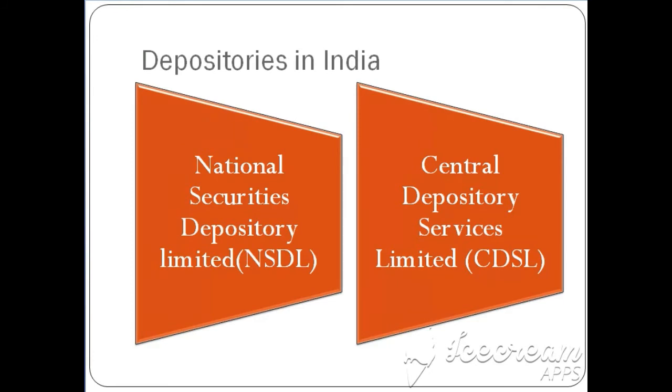CDSL is the second depository which was permitted by SEBI, the Securities and Exchange Board of India, to commence its operations, and it commenced its operations on 22nd March 1999. It was set up with the objective of providing convenient, dependable, and secure depository services at an affordable cost to all the market participants. It was promoted by Bombay Stock Exchange jointly with leading banks such as SBI, Bank of India, Bank of Baroda, HDFC Bank, Standard Chartered Bank, Union Bank of India, and Centurion Bank.